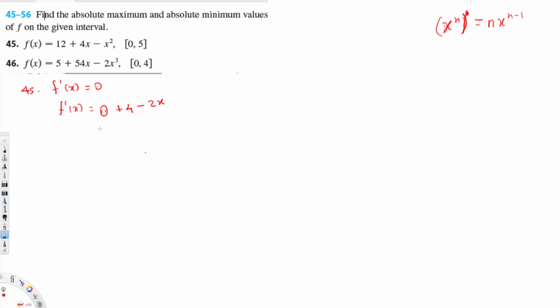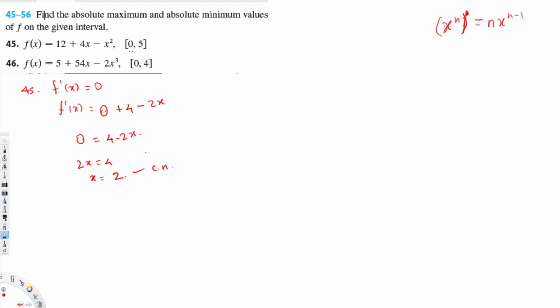So f prime x is 4 minus 2x. Then I have to set this equal to 0. So 4 minus 2x equals 0. I can bring the 2x to the other side, so 2x is equal to 4, and x is going to be equal to 2. Therefore 2 is my critical number.